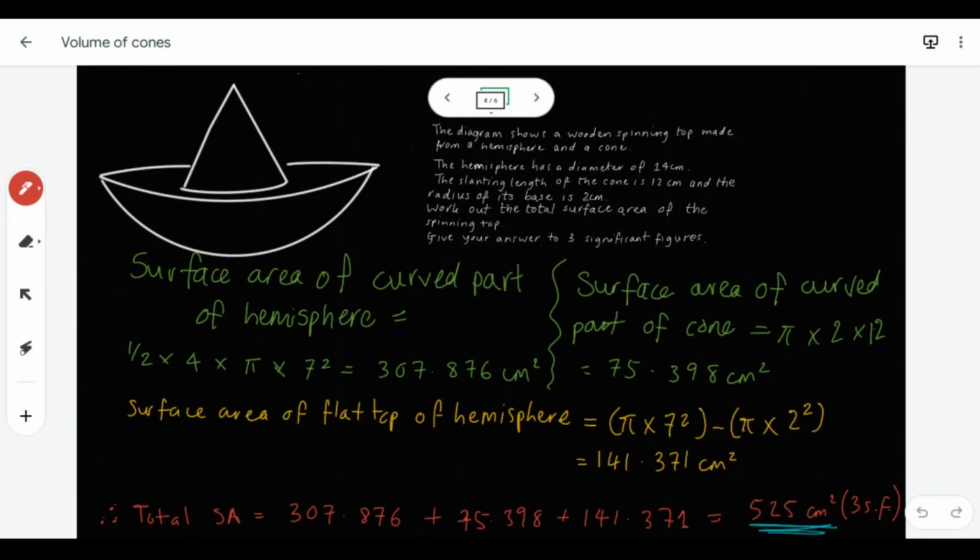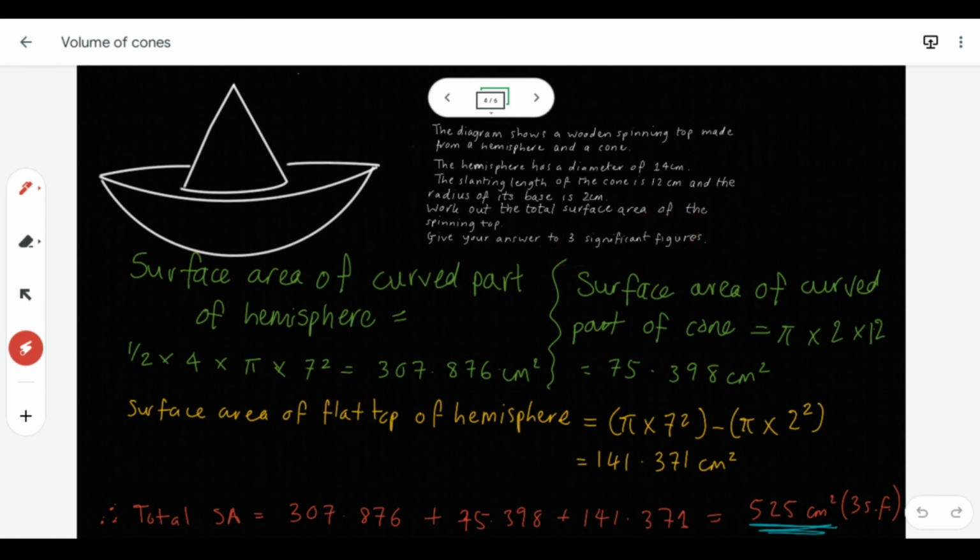And this is the solution for this one. So here you needed to work out the surface area of the curved part of the hemisphere, and then the surface area of the curved part of the cone. I've just split that up here just for the sake of not separating the calculations. Then work out the surface area of the flat top of the hemisphere here, and then add them all together to find the total surface area. Remember your units because it's asked for that in the question.